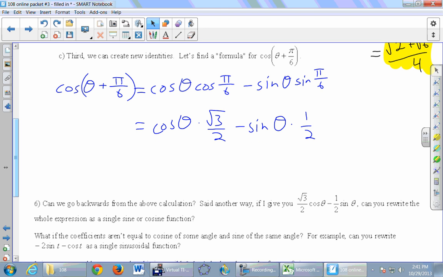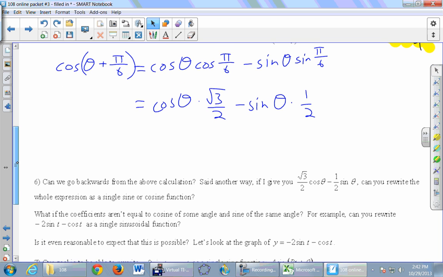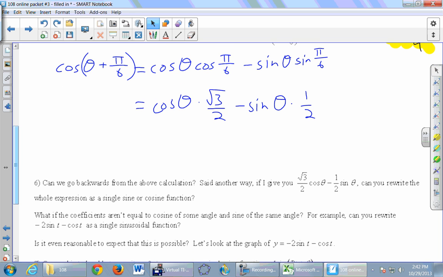Number 6. Can we go backwards from the above calculation? Said another way, if I give you root 3 over 2 cosine theta minus 1/2 sine theta, which is exactly this, just terms shuffled around a little bit, can you rewrite the whole expression as a single sine or cosine function? So if I gave you this complicated thing, could you work backwards and say, oh, Ian's just playing games. That's really just cosine of theta plus pi over 6.